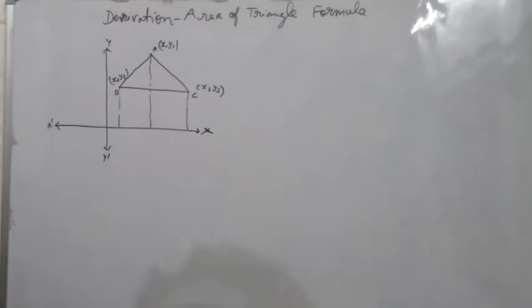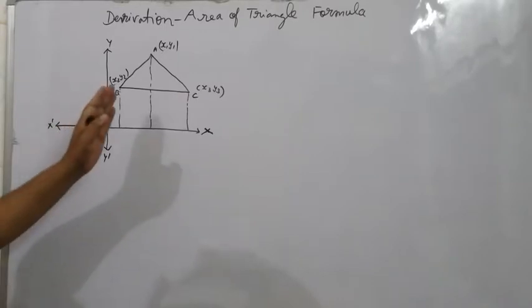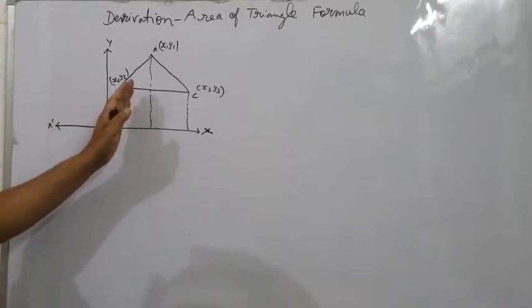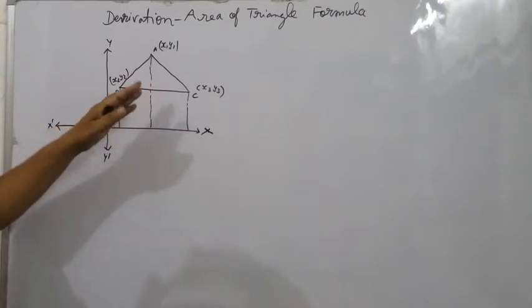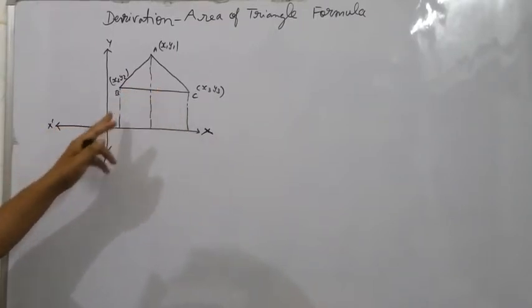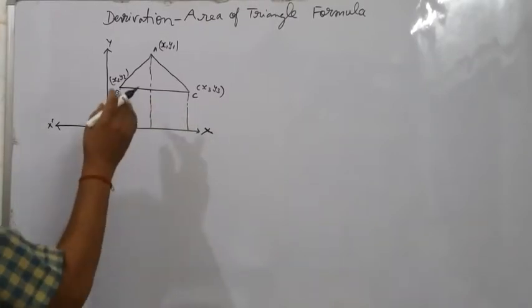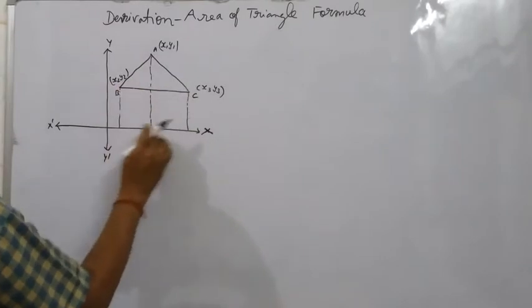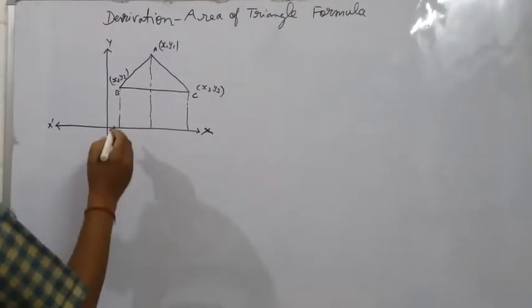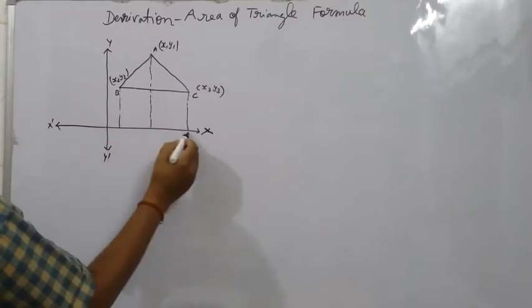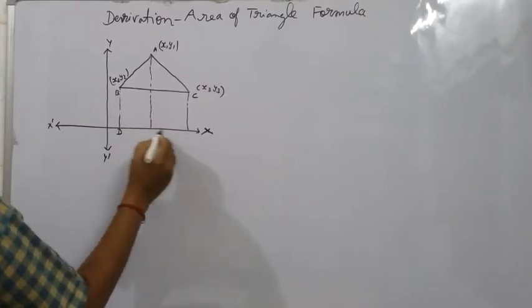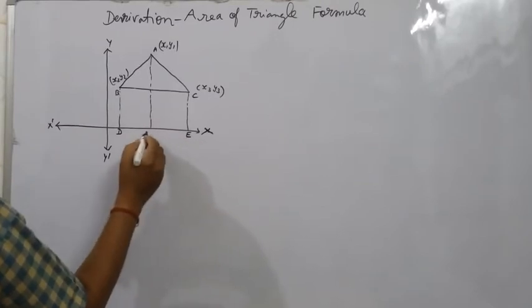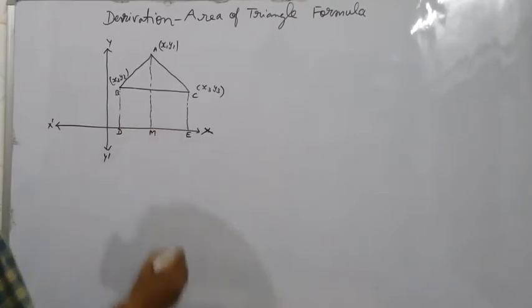Students, you will see that to get the area of the triangle formula, we have to get the areas of trapeziums. Three trapeziums are forming: one this, two this, and third this one. The sum of these areas minus this area will be the area of ABC. Suppose this is D, this is E, and this I am naming as M.